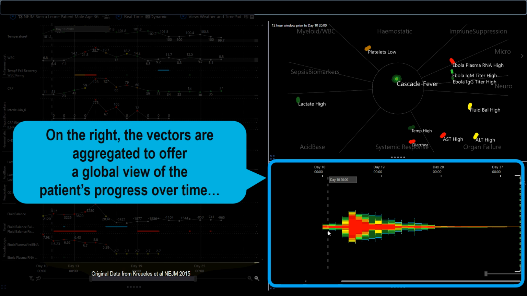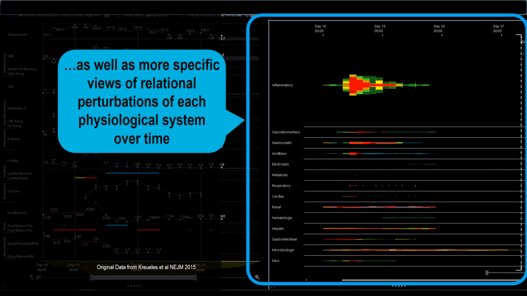On the right, the vectors are aggregated to offer a global view of the patient's progress over time, as well as more specific views of relational perturbations of each physiological system over time.